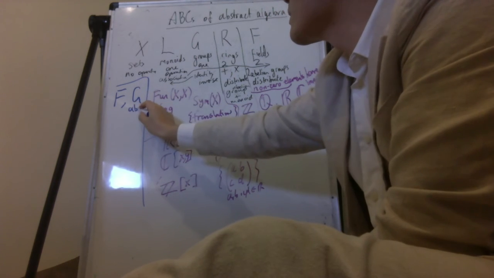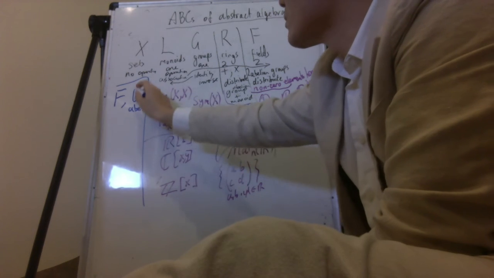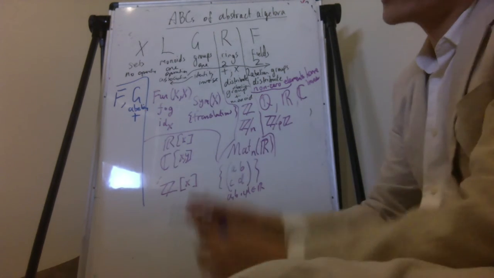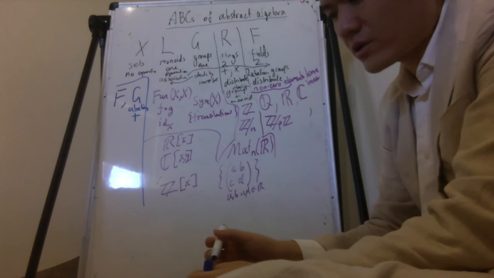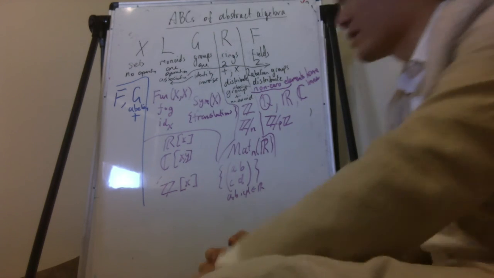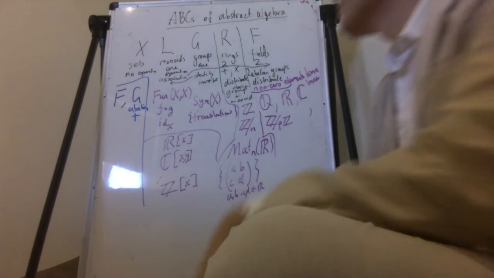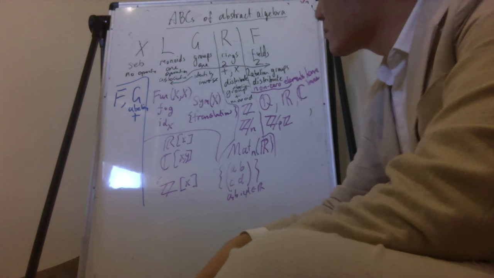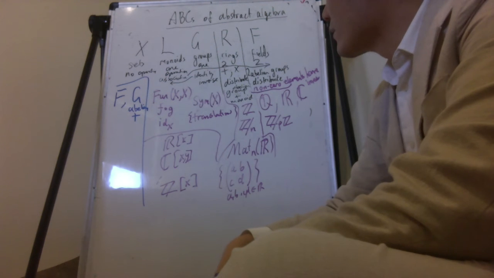An abelian group means we usually use the plus symbol for the operation, because it doesn't matter what order you do the operation. So maybe you can think of the integers and that kind of stuff as well.